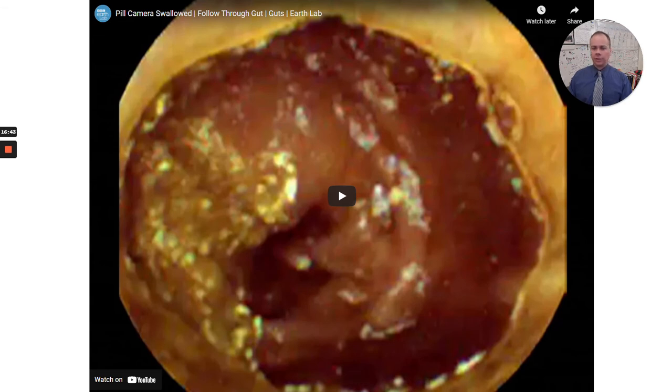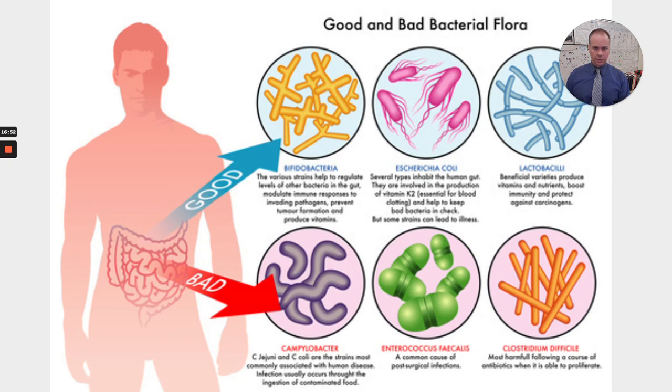I'll post these videos on Google Classroom so you can see them. This follows a camera going through the digestive system, so you can kind of see what it looks like.